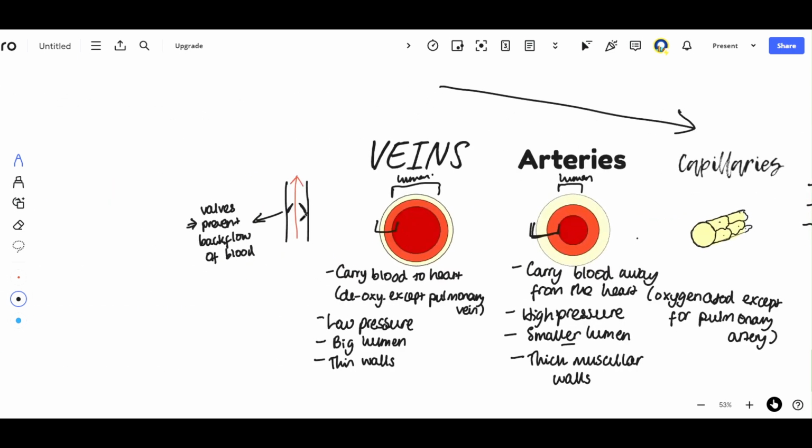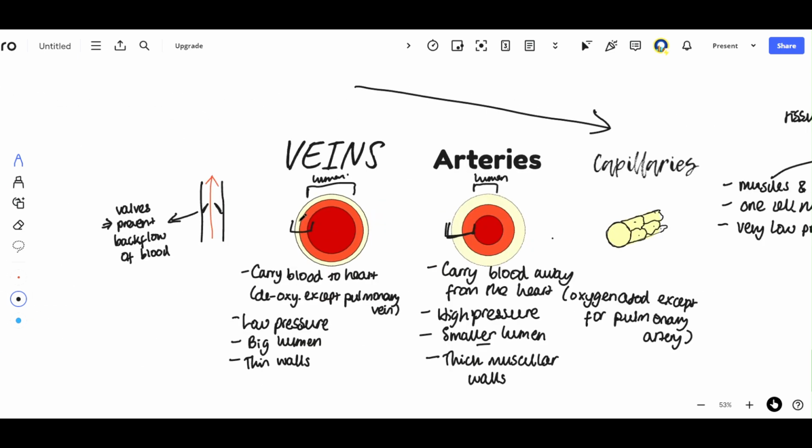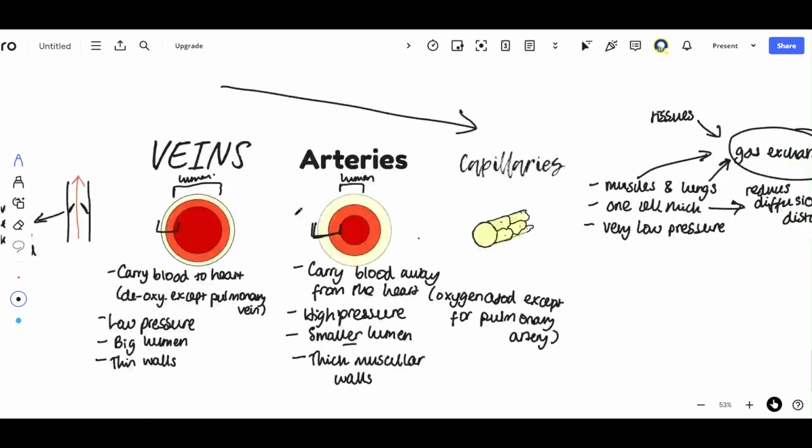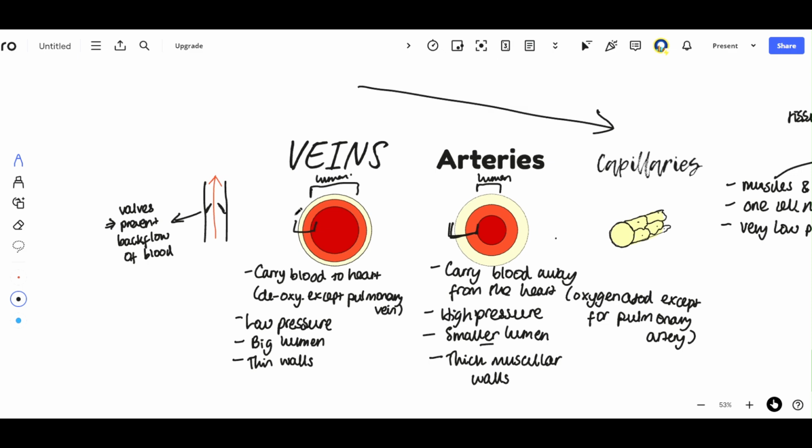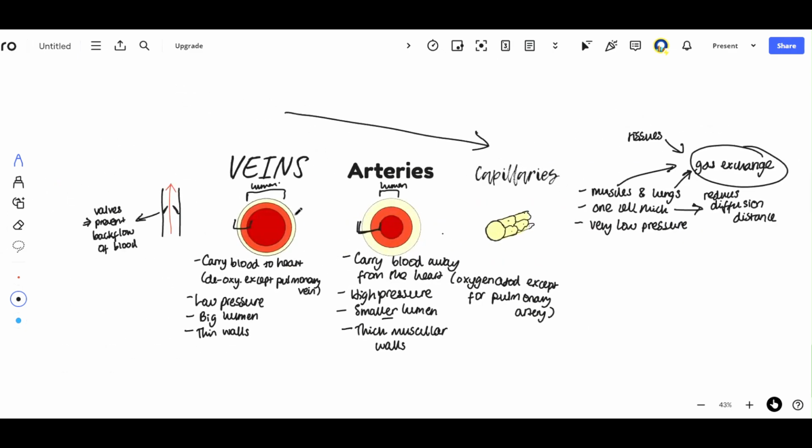And that is just a quick but detailed highlight of the veins, arteries, and capillaries. Again, if you'd like to revise the heart as well, do check out that video. But that is all for today.